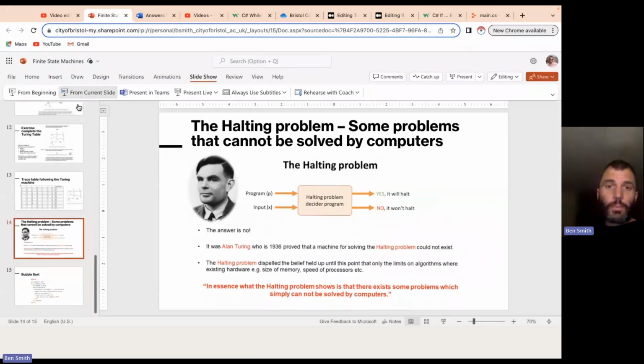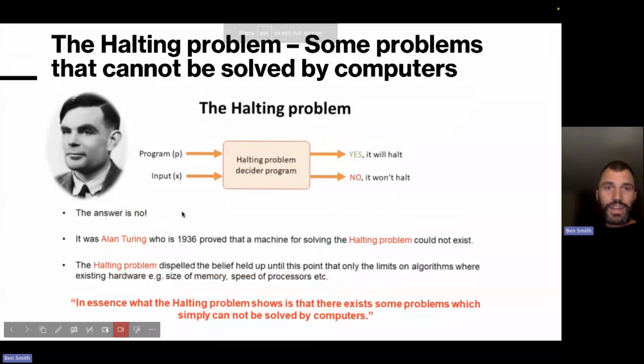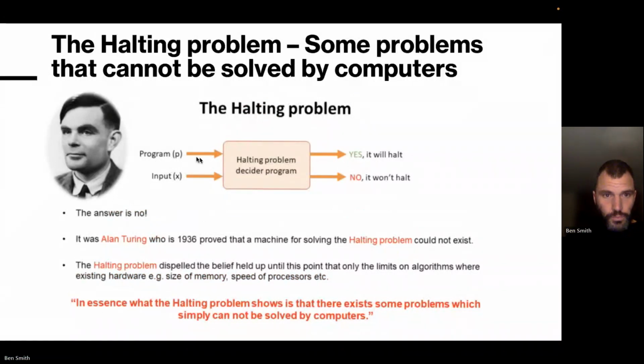And here's one more slide about what this halting problem is. As I said, there are some problems that cannot be solved by computers. So we input X, input program P. The halting problem or the decider problem decides whether or not this problem can be solved. If it cannot, then it won't halt. We won't get to an end state, and that proves that this particular halting problem could not exist.